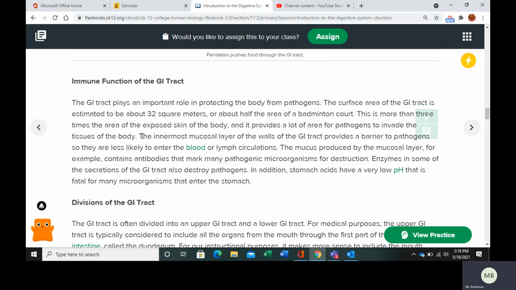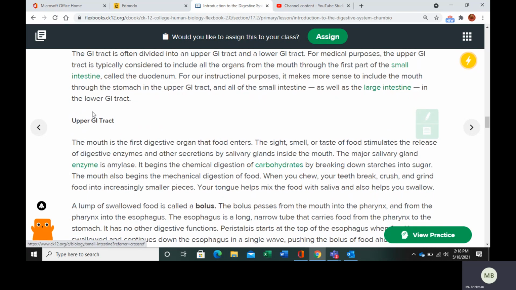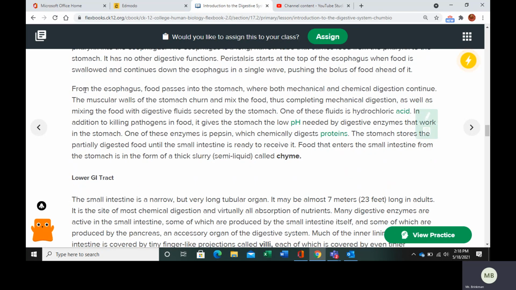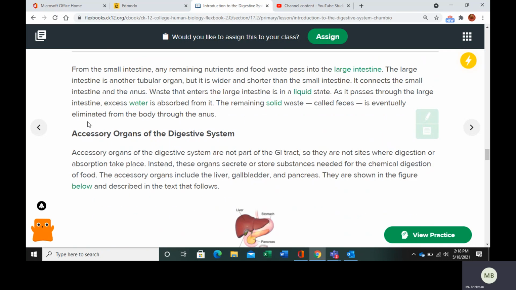The innermost mucosal layer of the walls of the GI tract provides a barrier to pathogens. This is important because without that barrier, these pathogens could enter the blood or the lymph and circulate throughout the body. The GI tract is typically separated into an upper and lower division, and we'll go over that in a future lesson.